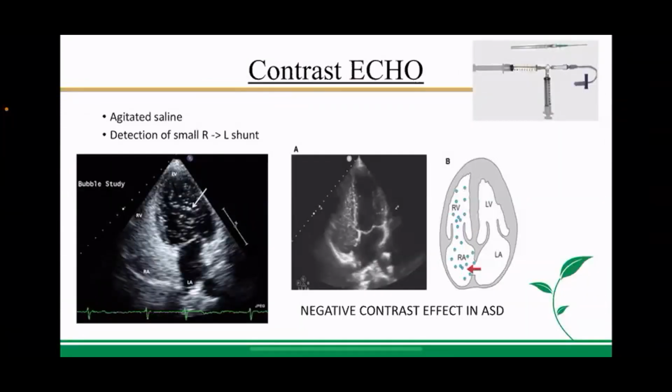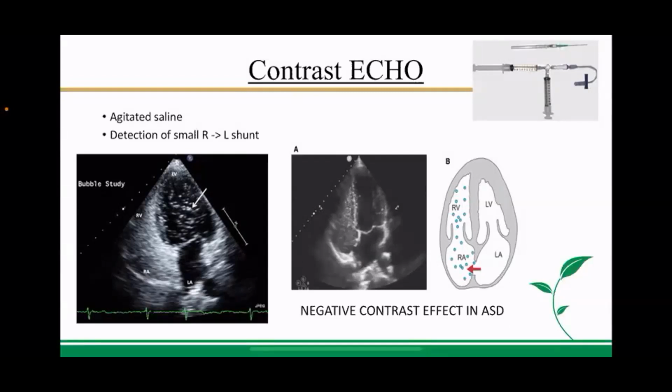Next, coming to contrast echo. When there are small right to left shunts which are missed upon routine echo, we can do a contrast echo or a bubble test to detect a small right to left shunt. Here we use an agitated saline or a contrast. So this is for detection of small right to left shunt.